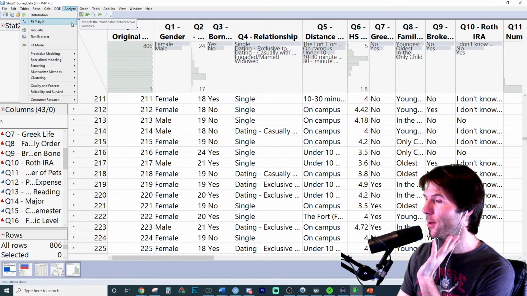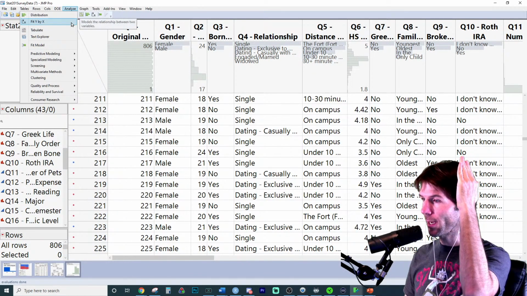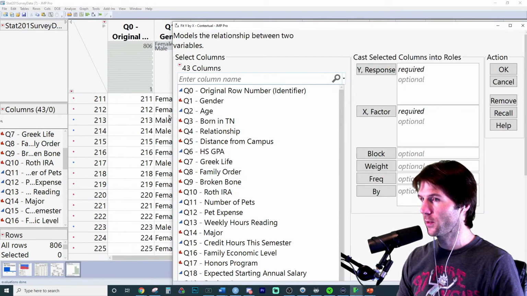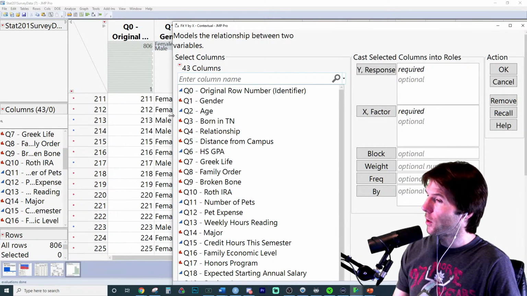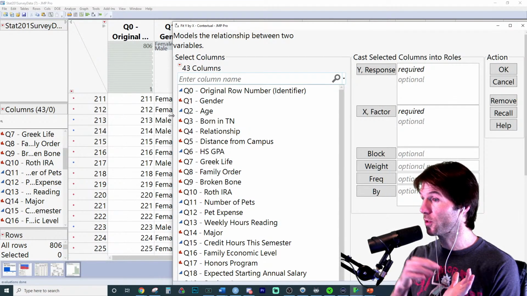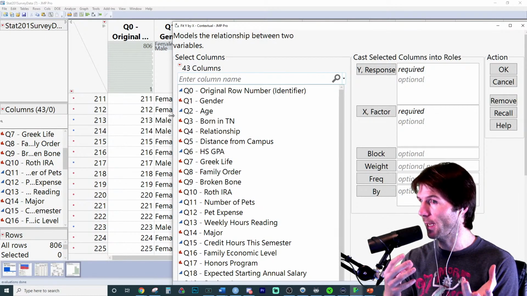We're going to go here to Fit Y by X. Fit Y by X is going to have us predict a y variable on the y-axis with an x variable being the explanatory variable. The reason it's called a 2-sample t is because we have a categorical x with 2 levels. That's why it's 2 samples. We have a group this and a group that.